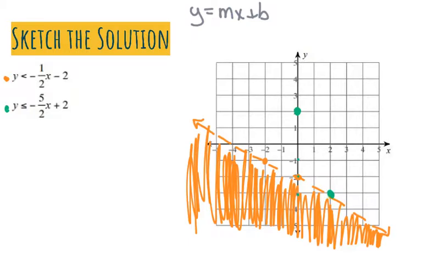Now I have two points, so I have enough to make a line. On this one, I have y is less than or equal to. Since it's equal to, that means it can be a part of the solution set. So I'm going to draw this as a solid line. And this one's going to be a little tricky for me.